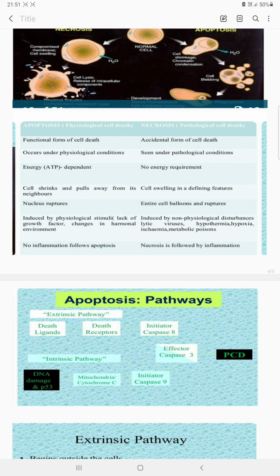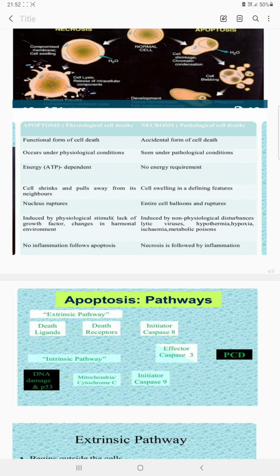One more thing about necrosis: it can be physiological or pathological, but apoptosis is always physiological. Another difference is energy: apoptosis is ATP dependent, while necrosis has no energy requirement. Apoptosis is a natural phenomenon. If our body wants to do something, it requires energy, so it is obviously a very ATP-dependent process.